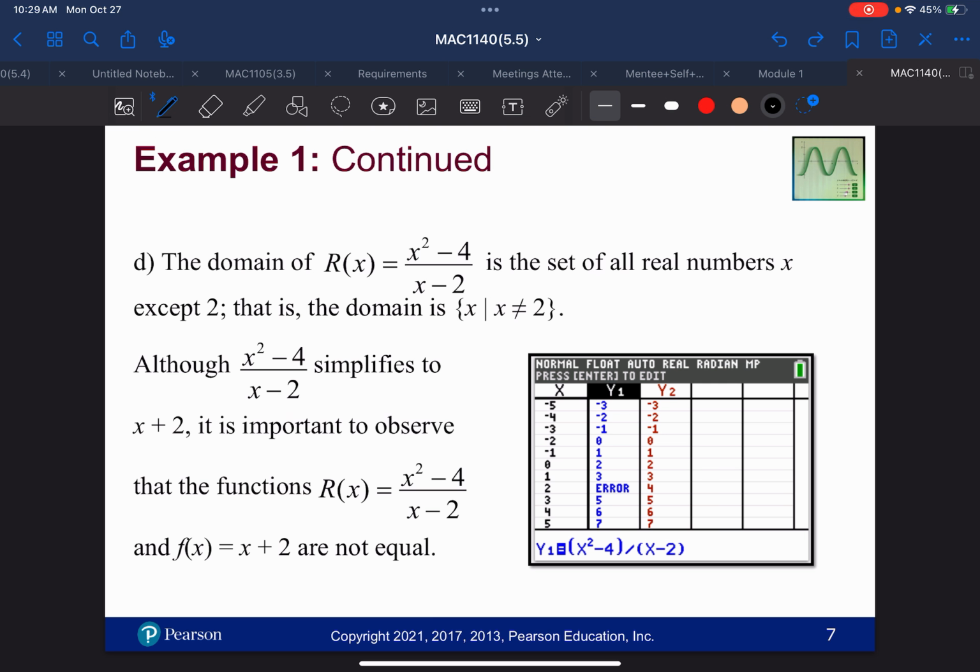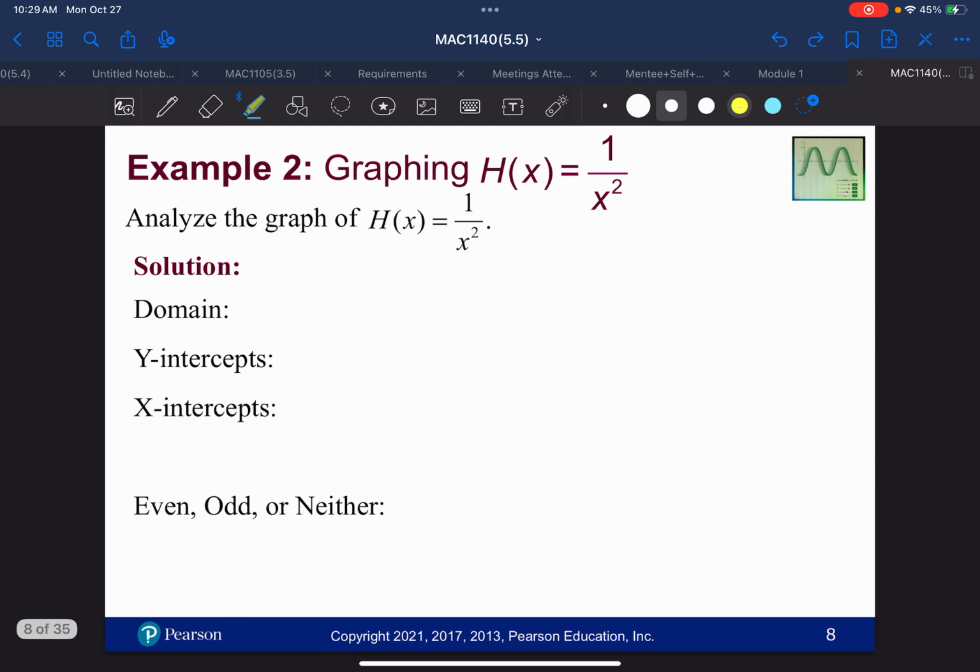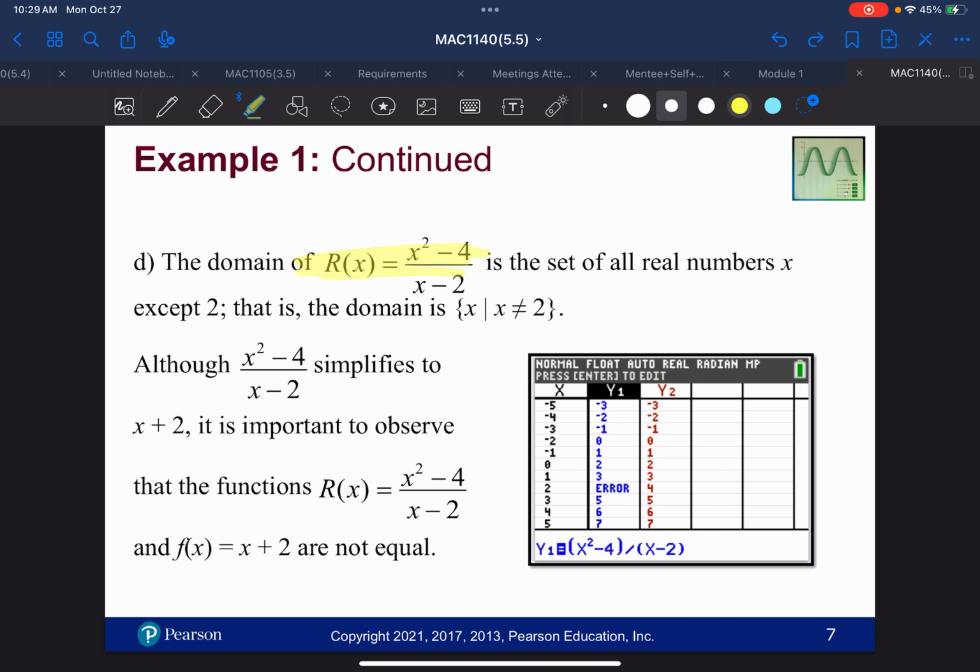I thought the last one was the last one, but this, I believe, is the last one. Okay, so this one is the function x squared minus 4 divided by x minus 2. So we see that the domain is the set of all real numbers except for 2. So x cannot equal positive 2 or it'll make that denominator equal to 0, which we cannot have.